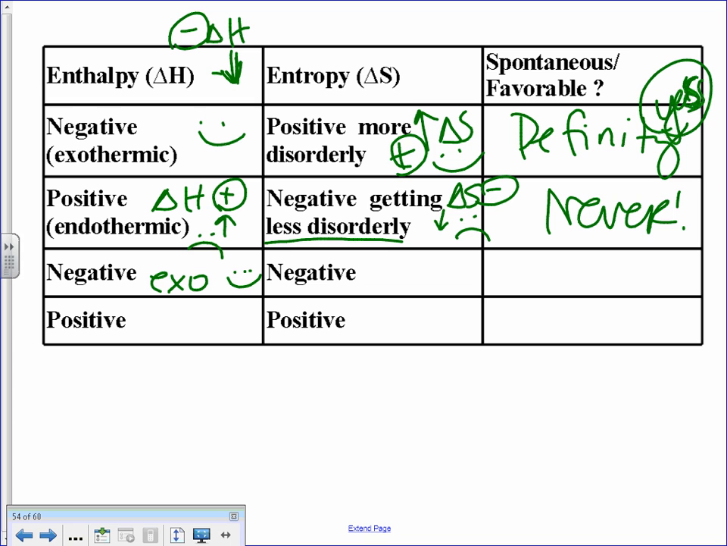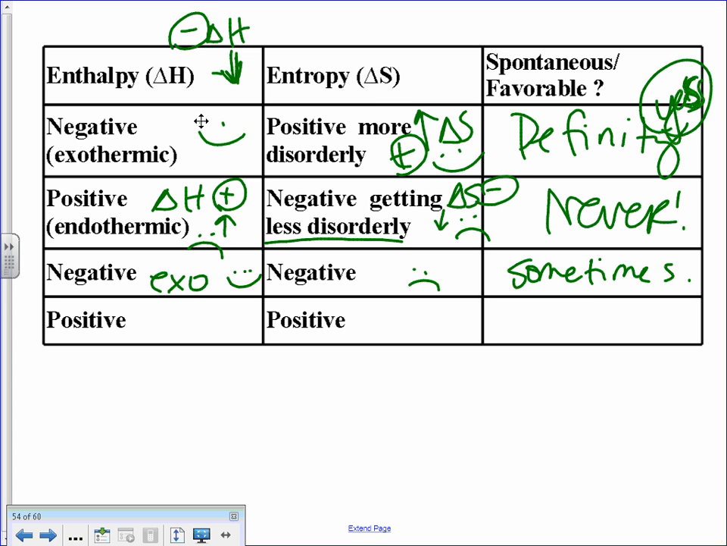Negative delta S is what? Tell me the term that goes along with negative delta S. More disordered or less disordered? Less disordered. Not so great, right? We don't want less disorder. We want more disorder. We want craziness in reactions because it makes everything more stable and less like pent up energy. So that's good, that's bad. So we're going to call that sometimes spontaneous, because they don't agree.